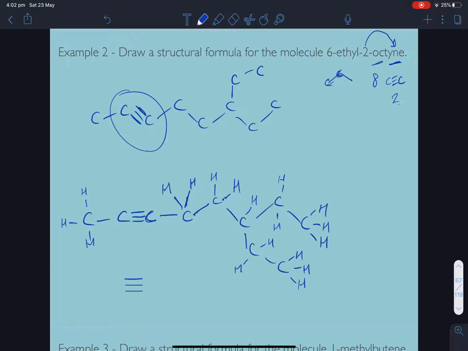Okay, and so then there's a methyl part coming off there. And oh, hang on, my geometry is incorrect. And a methyl part coming off there. Okay, and then 1, 2, 3, 4, 5, 6, 7, 8. And from the 6, there's also an ethyl branch. All right, so something like that is good for a skeletal.